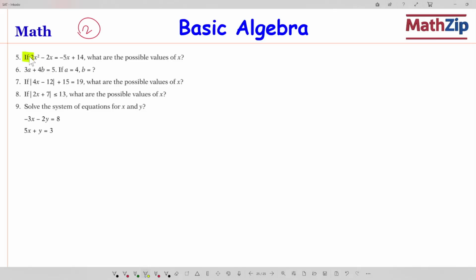If 2x² − 2x = −5x + 14, what are the possible values of x?